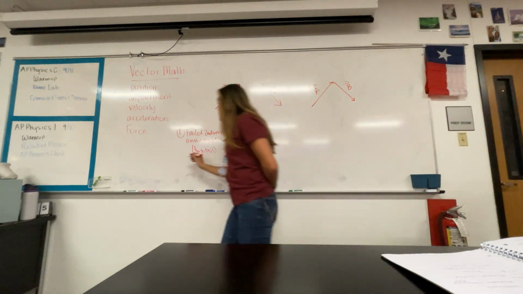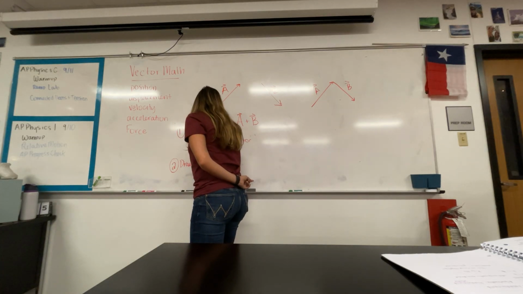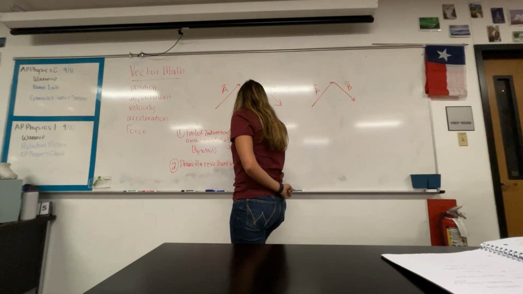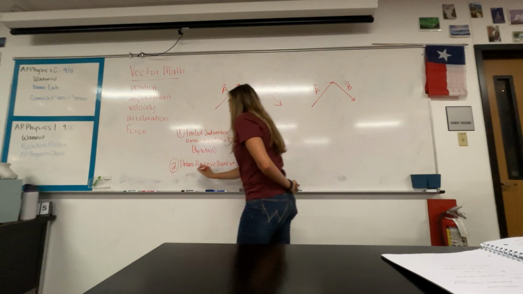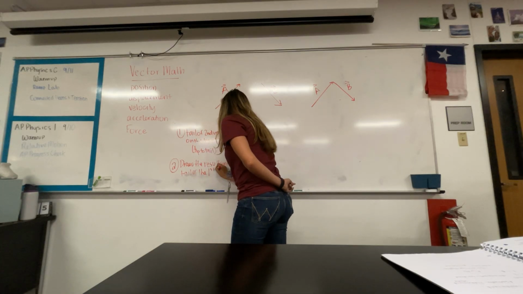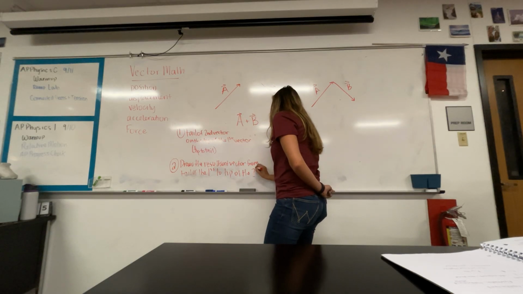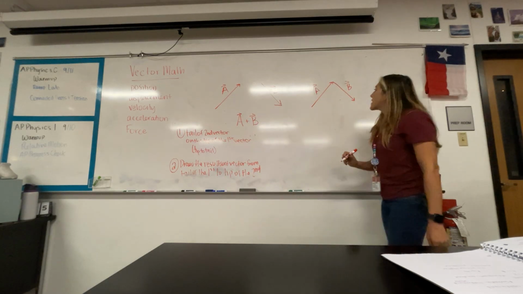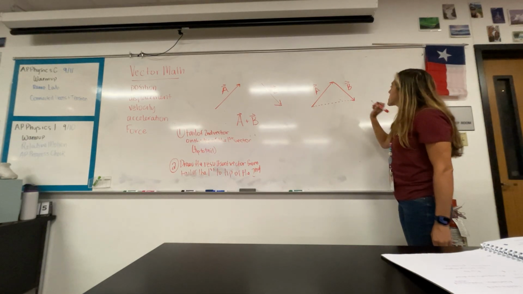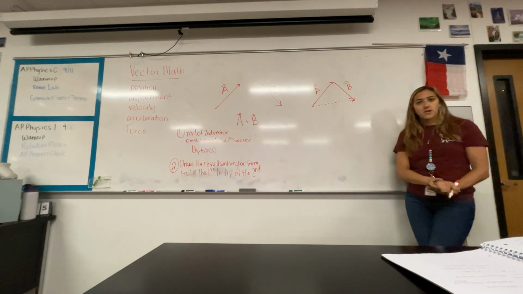Second thing I have to do, draw the resultant vector from tail of the first to tip of the second. So that means I'm going to sketch it from the tail of A to the tip of B. And this dashed line is my resultant vector.